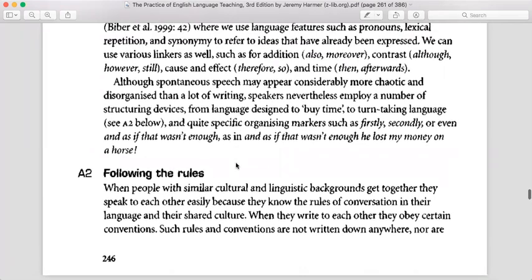let's come to following the rules. The rules of using the language change with the context, okay? There can be the cultural impact in the use of language, and there can be the impact of the linguistic background of people who are using the language. And as far as speaking is concerned, these are the rules of conversation in their language and the culture that they share.